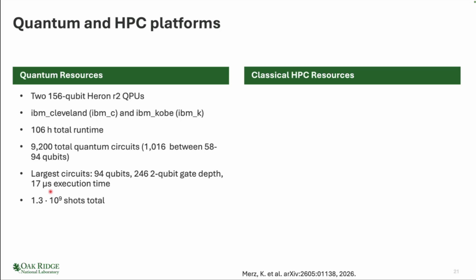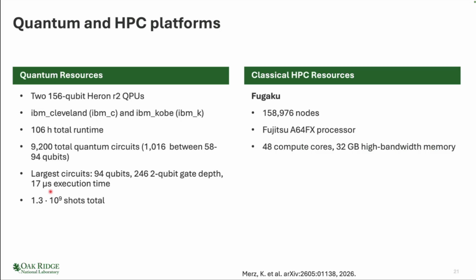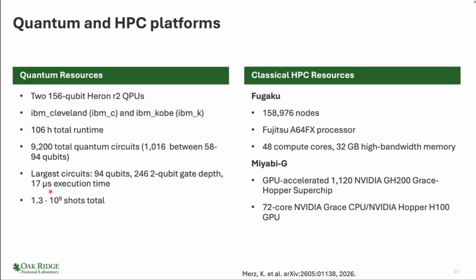So then to process these, the classical resources were Fugaku, which is 160,000 nodes, using the Fujitsu A64FX processor. These were each done with 48 compute cores and 32 gigabytes of high bandwidth memory. For the GPU resources, this was the Miyabi G cluster, which is a GPU accelerated 1120 NVIDIA GH200 Grace Hopper superchip, which is a 72 core NVIDIA Grace CPU with an NVIDIA Hopper H100 GPU.